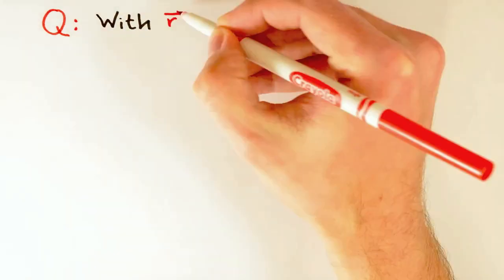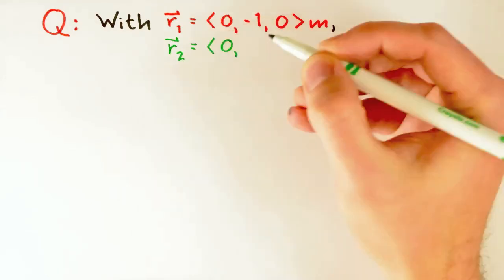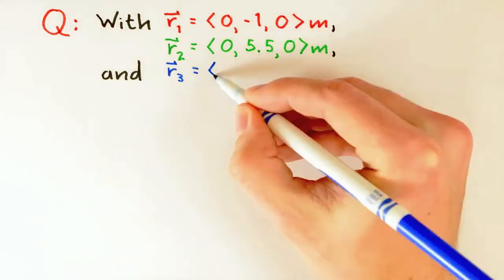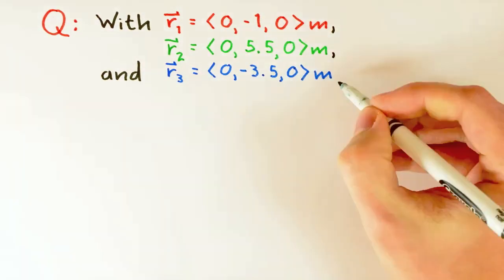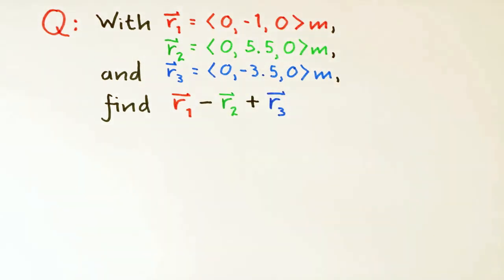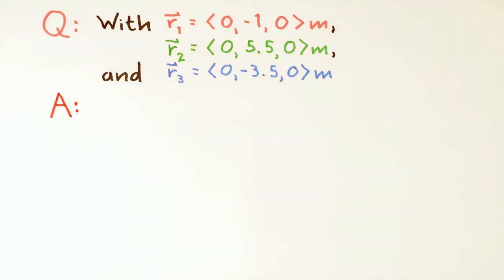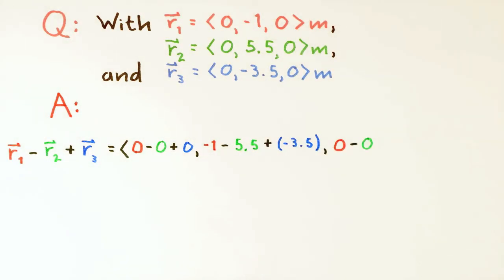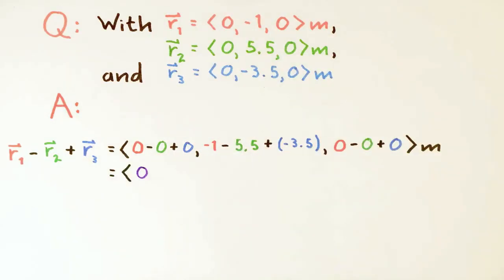Question: with vectors R1, R2, and R3 given as shown, find R1 minus R2 plus R3. Here is the answer, where the key point to keep in mind is that when we have vectors in component form, we carry out the addition and subtraction separately for each component.